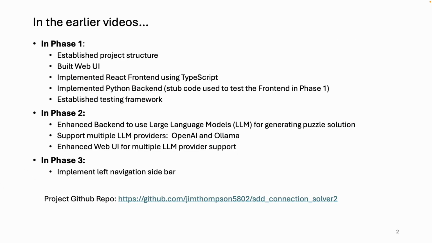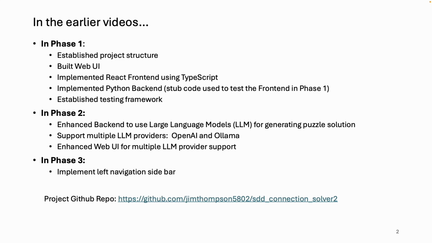Now let's quickly recap where this project stood coming into Phase 4. In Phase 1, the focus was on foundations. I established the overall project structure, built the initial web UI, implemented a React front-end using TypeScript, and created a Python backend. At this stage, the backend was mostly stubbed out so the front-end could be tested independently. I also put a testing framework in place early, which becomes important later.